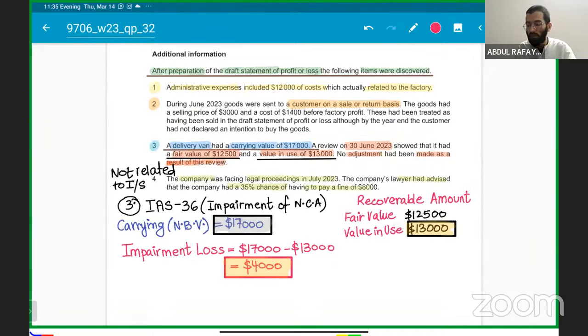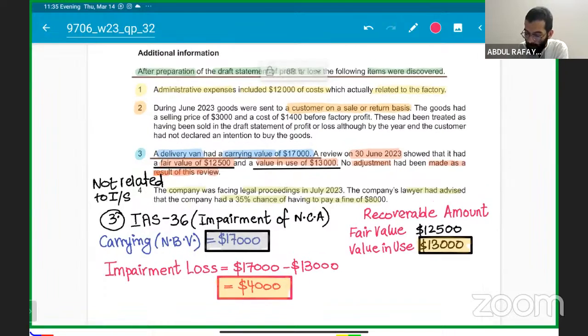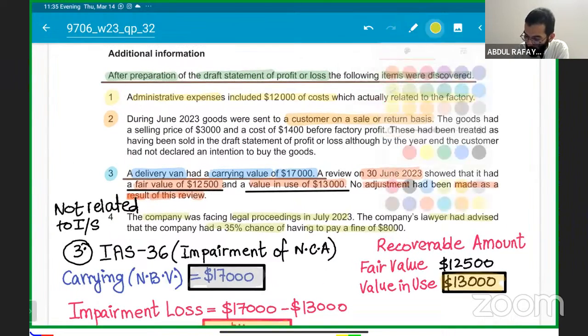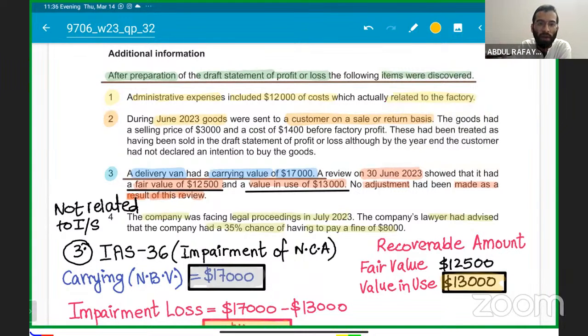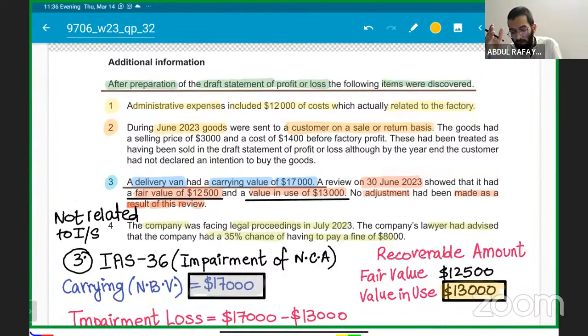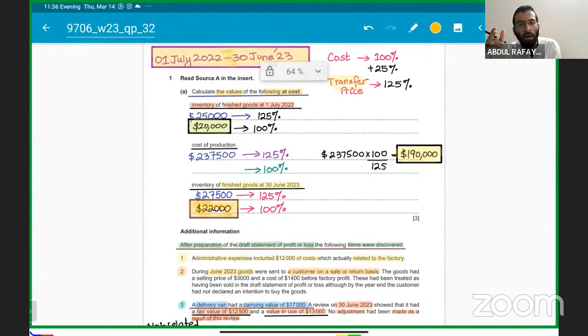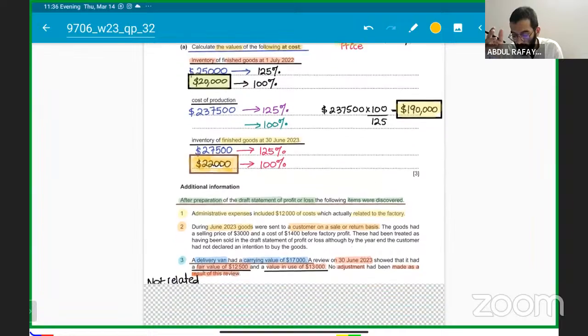So let's talk about what the problem is going to be. Adjustment number 1 doesn't affect the revenue. But now, most importantly, adjustment number 2, it is from the AS level, so they are testing your AS level concept as well. Our year is ending on 30th June 2023.